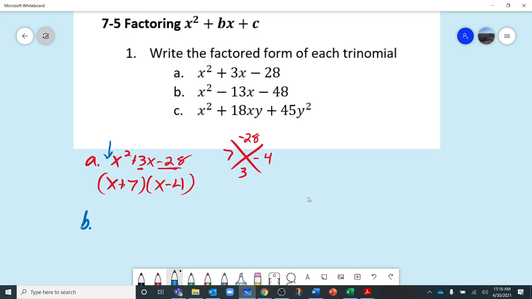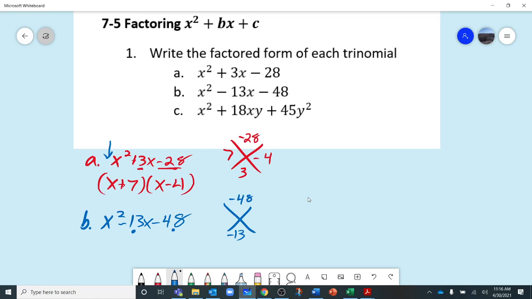Okay, so B, x squared minus 13x minus 48. You might even be thinking, I wish factoring was still this easy. Negative 48 is our top number. That comes from right here. And negative 13, that's our bottom number. That comes from right there.